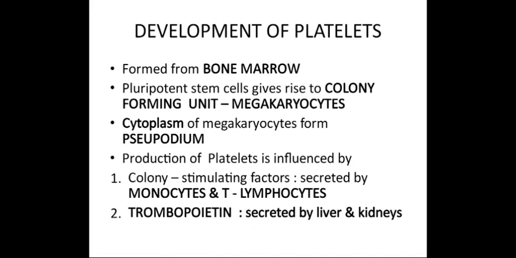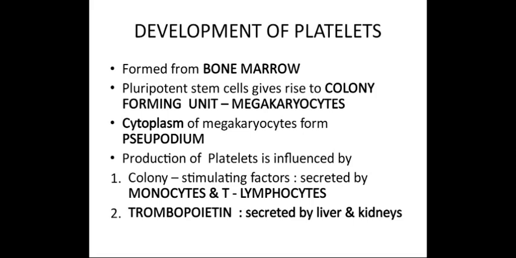Now we will see the development of the platelets. Platelets are formed from bone marrow. The pluripotent stem cells give rise to colony forming unit megakaryocyte. This develops into megakaryocyte. Cytoplasm of megakaryocytes forms pseudopodium. The portion of the pseudopodium is detached to form the platelets. Then they enter the circulation.